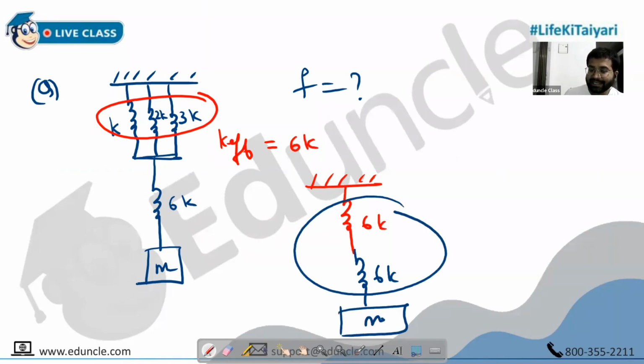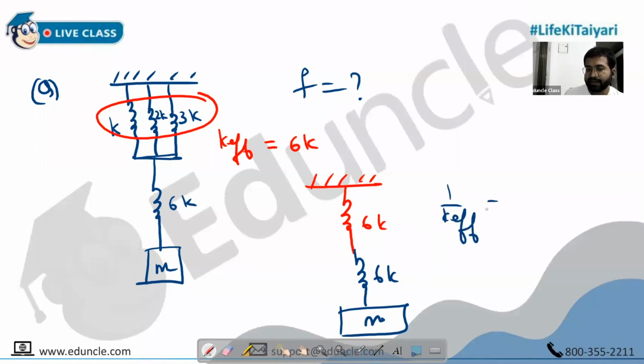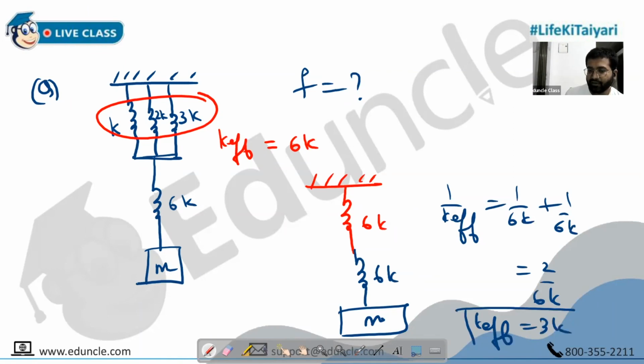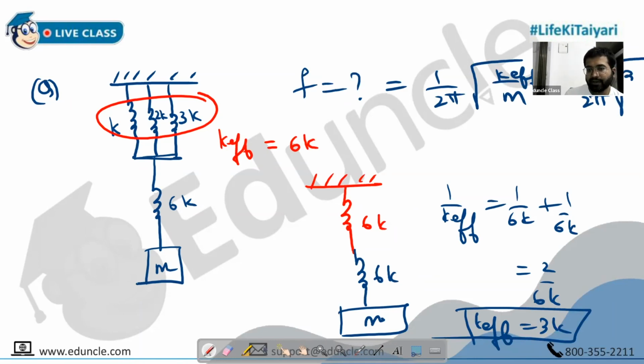Now instead of these three, I've got a single 6K, but there is already another 6K, and then there is a block of mass M. Now these are in series, so you have to use the reciprocal formula. 1 upon K effective will be 1 upon 6K plus 1 upon 6K. Okay, so this is 2 upon 6K, or I can say K effective is 3K. So my answer for frequency will be 1 upon 2 pi under root of K effective by M, that is, 1 upon 2 pi under root of 3K by M. Okay. Yes, sir. Next.